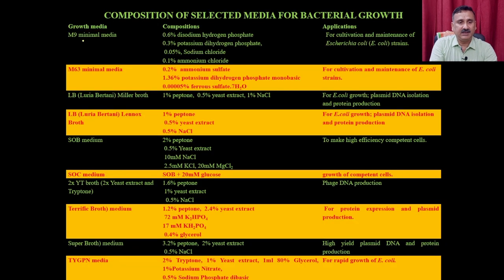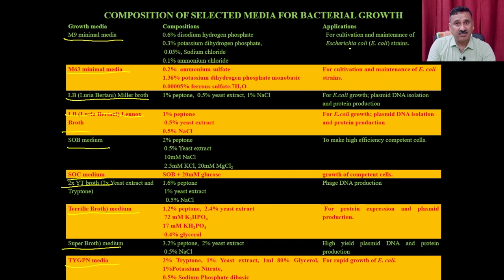So you can have the M9 minimal media, the M63 minimal media, the Luria Bertani LB media, the LB Lennox media, SOB media, SOC media, YT media, terrific broth, super broth, and TB. These are the compositions I have given, and these are the bacterial species you can use for cultivation. You can use the M9 media for cultivation of E. coli and other E. coli strains. Similarly, you can use these media for making competent cells and so on.